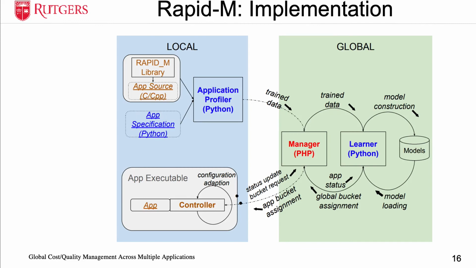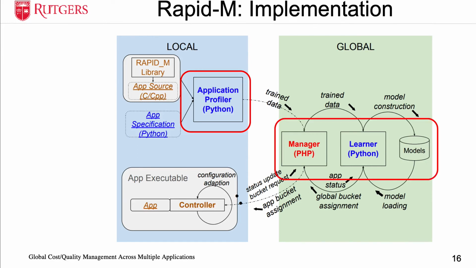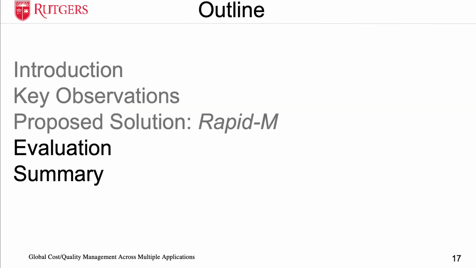This is an overview of the implementation of RAPID-M. We provide a development framework built in Python so that developers can train the application and construct the P and M model along with the bucket. Besides, we also provide a server that keeps track of the trained models for all applications and does the runtime bucket selection. Finally, we also provide a C++ library for developers to engage RAPID-M's runtime control, for example, acquiring the latest bucket selection or triggering a local reconfiguration.